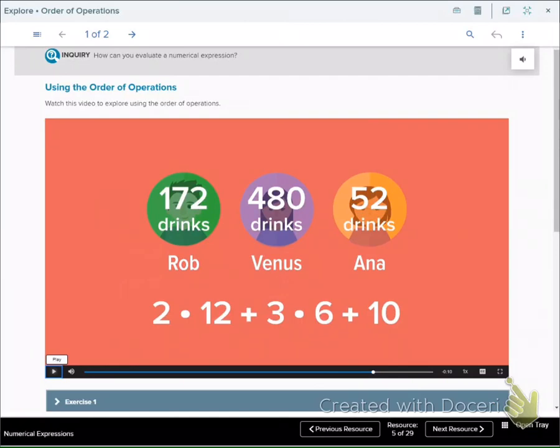Now, if I'm going to guess, I'm going to grab me a calculator here. I'm going to guess that Rob did 12 times 2 plus 3, and then multiplied that by 6, then added 10. Or maybe that was Venus that did that, but they didn't follow order of operations. Rather than multiply the 2 times 12 and get the 24, and then multiply the 3 times 6 and get the 18, then add all those numbers together.